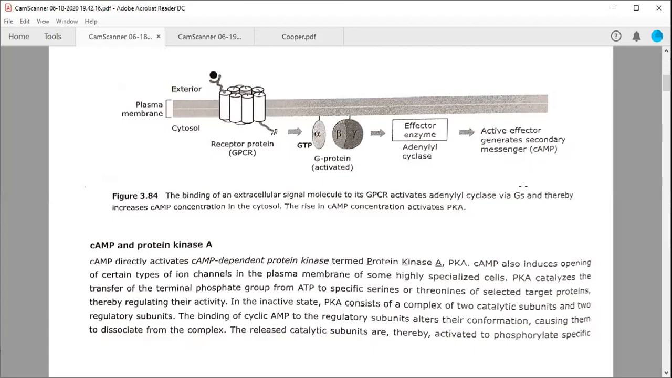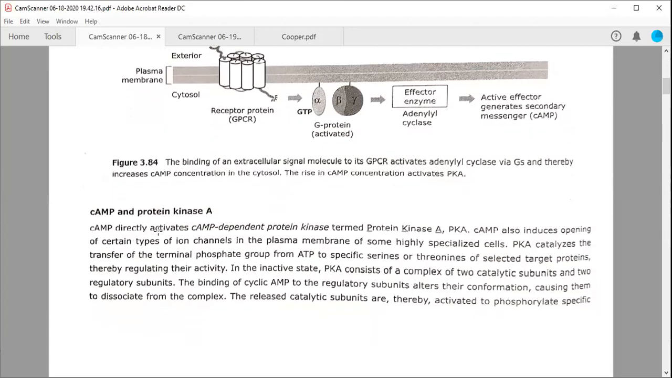So this cyclic AMP is now going to directly activate cyclic AMP dependent protein kinase. Therefore, because it is cyclic AMP dependent, this is protein kinase A. Cyclic AMP also induces opening of certain types of ion channels in the plasma membrane of some highly specialized cells, for example, heart cells. Protein kinase A catalyzes the transfer of the terminal phosphate group, the gamma phosphate, from ATP to a specific serine or threonine of the selected target protein. So the question may be asked, what is the nature of this protein kinase A?